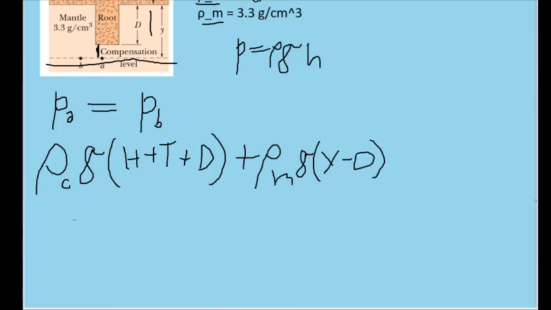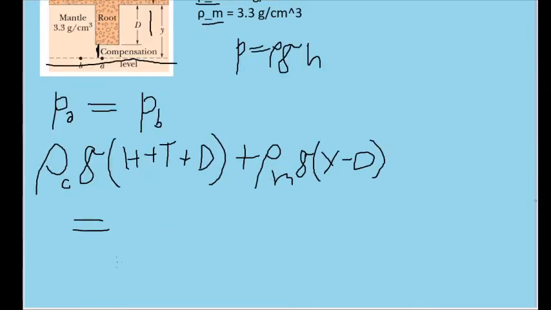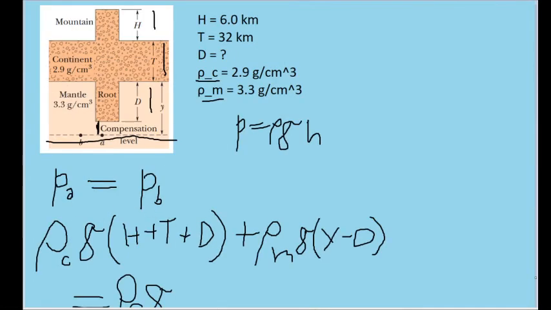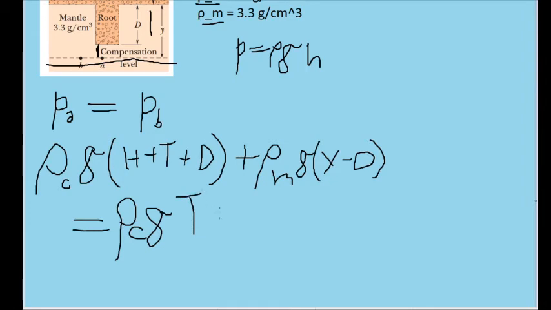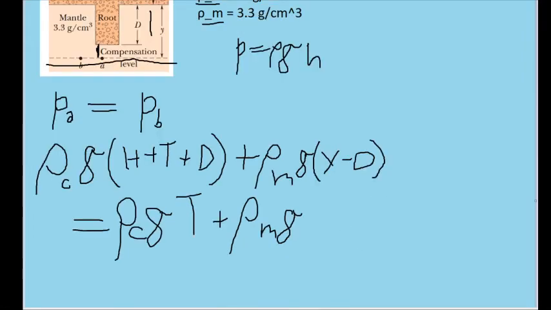And this is going to be equal to the pressure at point B, which is a little bit simpler. It's just going to be the density of the crust times G times T, since that is the only thickness of the crust above point B. Plus the density of the mantle times G again, times this time just Y, since Y is the distance from the crust to the compensation depth. So just Y.